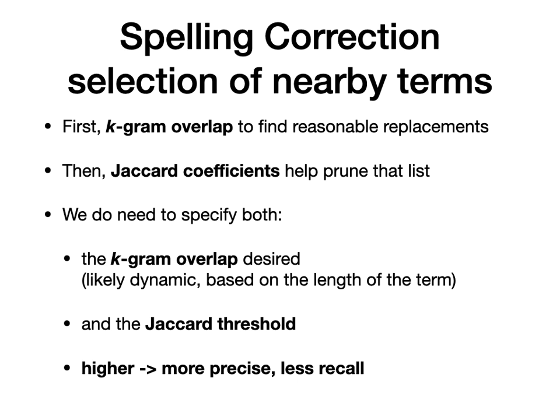So recapping that step, this is spelling correction, and specifically selecting a set of nearby terms, right? This is that first step in the overall spelling correction process. So the first thing we do is we get the k-gram overlap. We say, hey, give me some minimum possible options for the replacements I'm going to do. And then I use the Jaccard coefficient to prune that list down. But we do need to specify in both cases some sort of k-gram overlap and a Jaccard threshold.